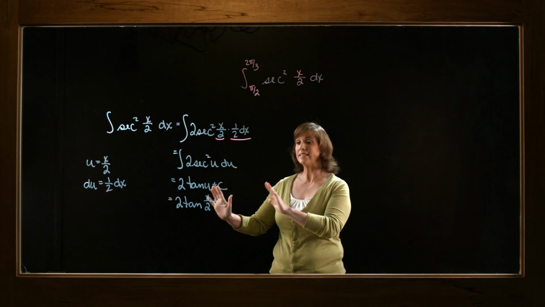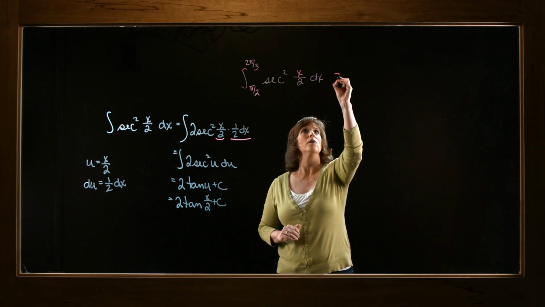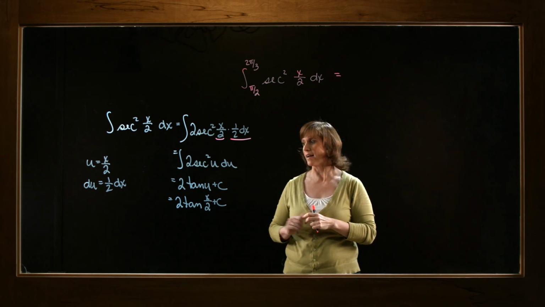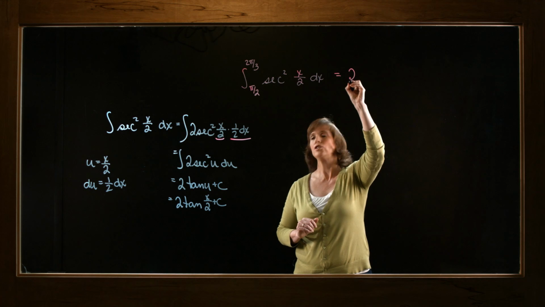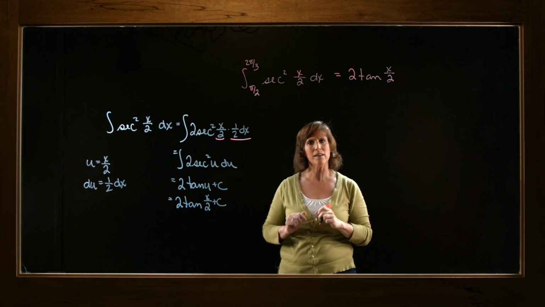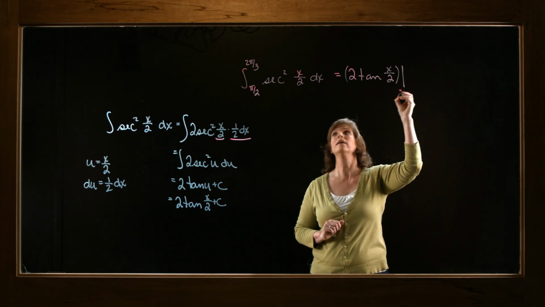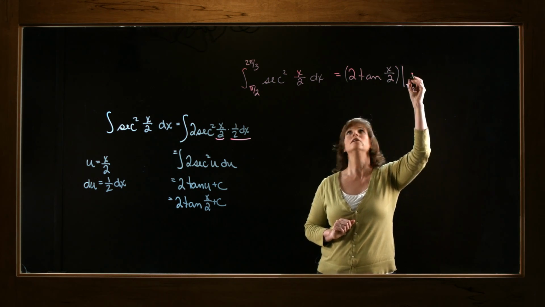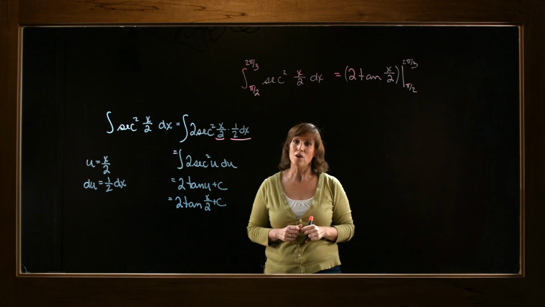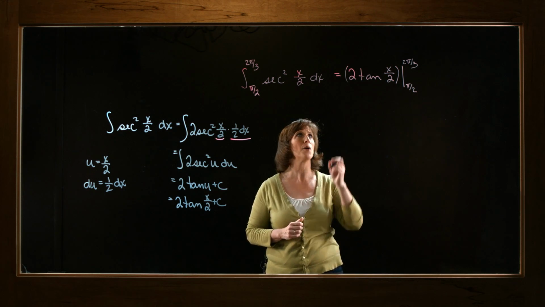All right, so that's the indefinite integral, but I want this to be a definite integral. So what I notice is I'm going to be integrating secant squared of x divided by 2 dx. I know that's going to be 2 tangent of x divided by 2. And instead of the constant of integration, I'm going to be evaluating this from pi over 2 to 2 pi over 3. So by the fundamental theorem, I need to plug in the upper limit and then subtract what happens when I plug in the lower limit.